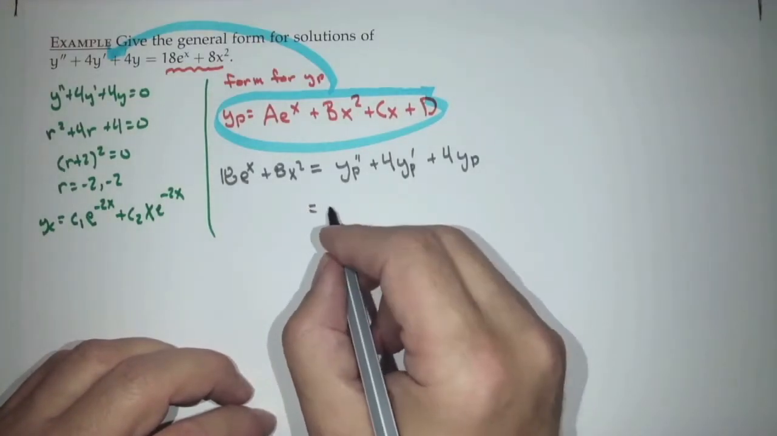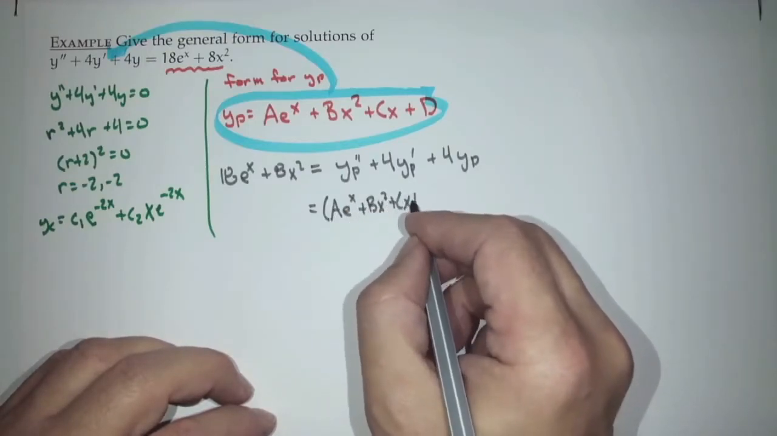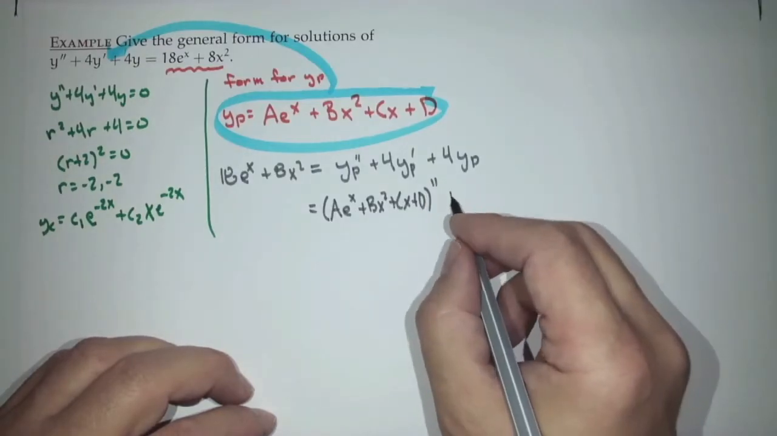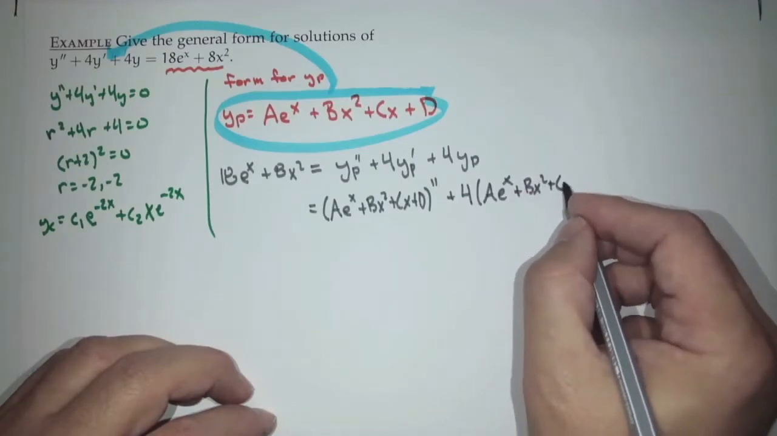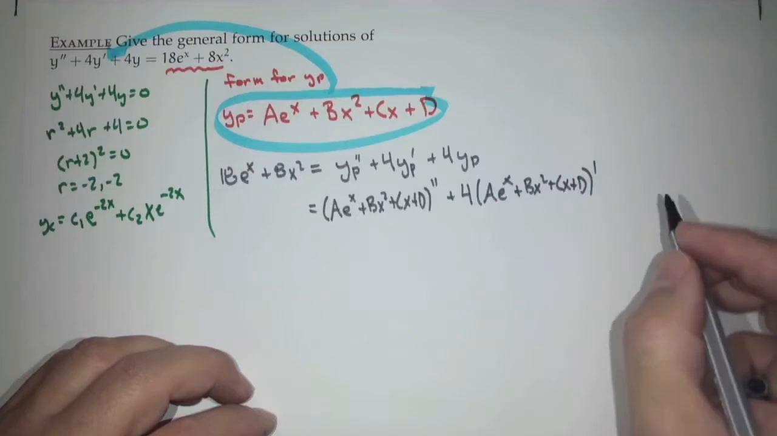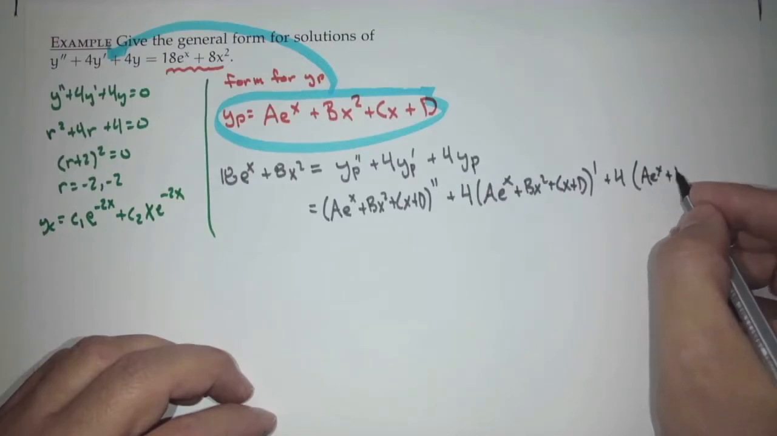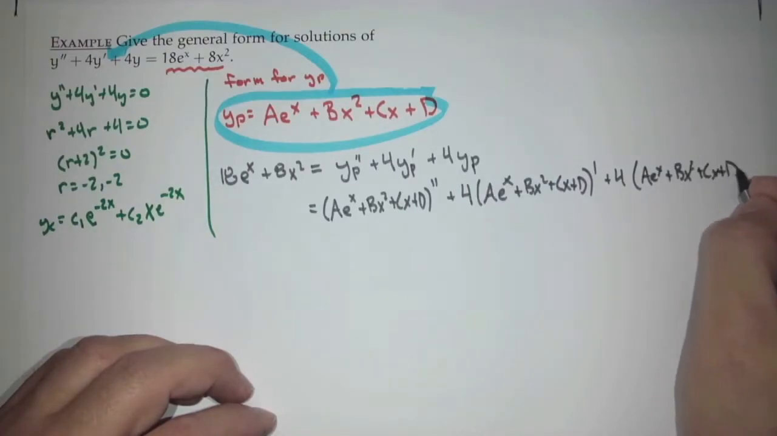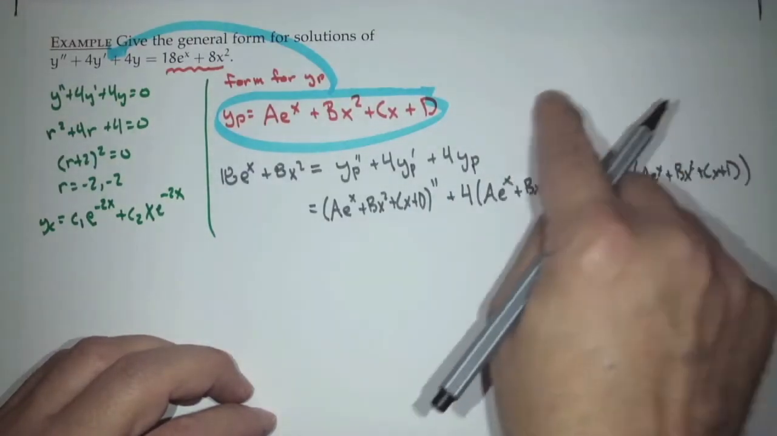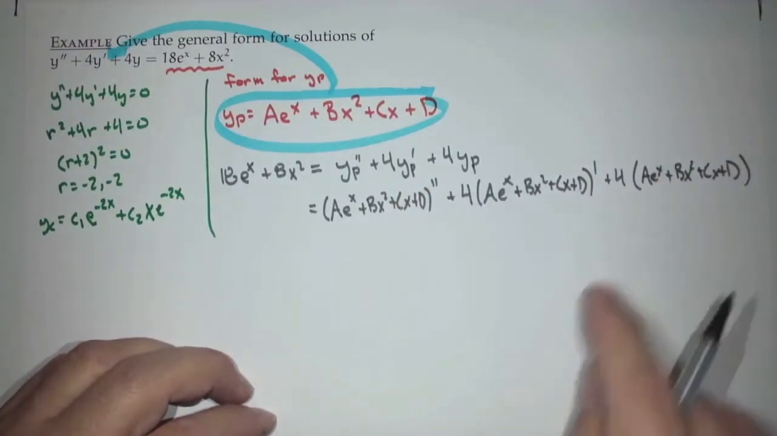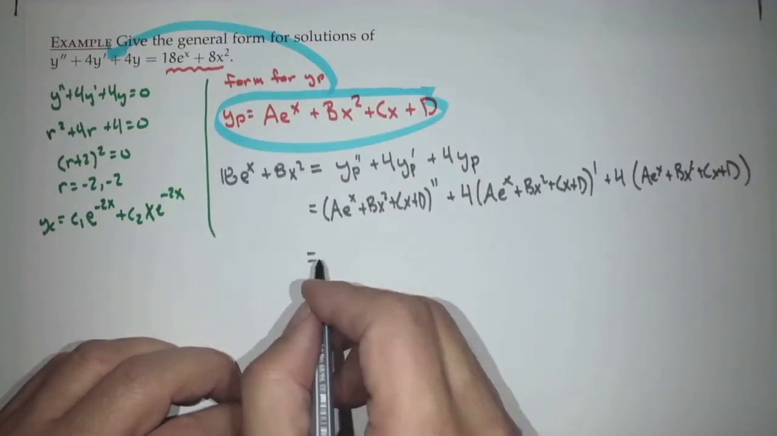So that's (a e^x + bx² + cx + d)'' + 4(a e^x + bx² + cx + d)' + 4 times the function a e^x + bx² + cx + d. Now I should say you could somewhere on the side just say, okay, here's yp, here's yp prime, here's yp double prime, and feed it in. We're just doing it while we go through. All right, so let's see if we can do this in our head.